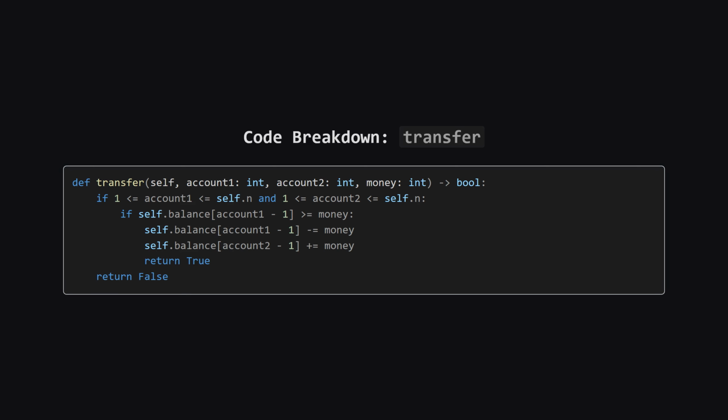Let's look at the transfer method specifically. It's the most complex one because it involves 2 accounts and 2 checks. You can see the nested if statements. The outer one checks if both account numbers are valid. If they are, we proceed to the inner check. Does account 1 have enough money? Only if both of these conditions are true, do we perform the actual transaction, subtracting from the first account and adding to the second, before returning true. If we fail at any point, we fall through and hit that final return, false.